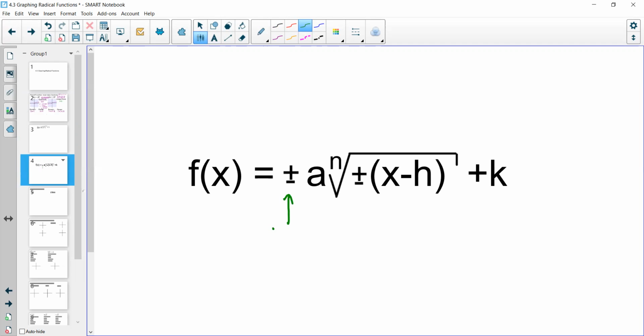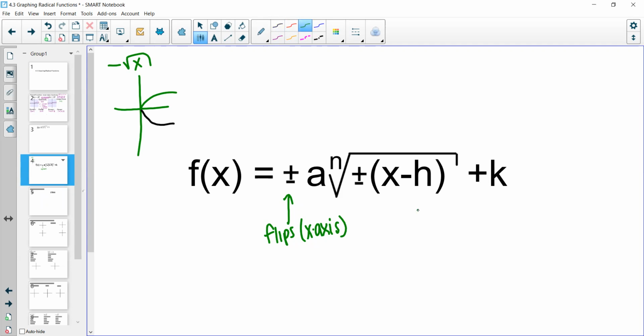What this plus or minus does is it actually flips our function. And when we say it flips, that means it goes across the x-axis. So if I have a positive square root, say I was graphing the square root of x, we would have something that looks like this. But if I all of a sudden put a negative in front, it's now moved from being up here to being down here. So notice how it's flipped across the x-axis. That's what that negative does. Same thing happens with our cubed root function.